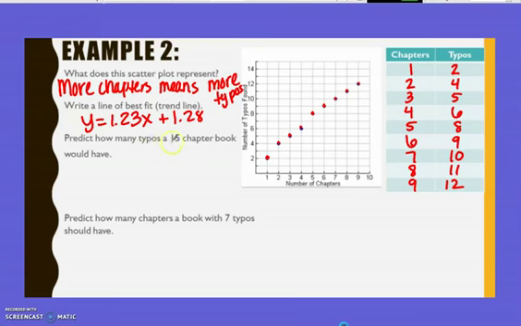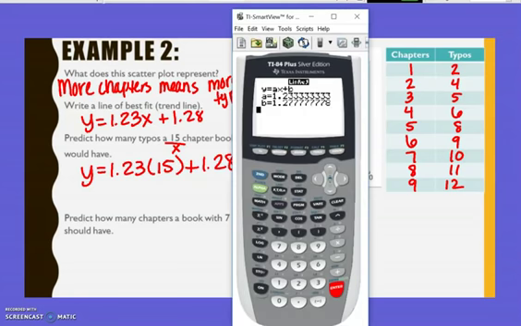So predict how many typos a 15-chapter book would have. So 15 chapters. Remember, chapters is on the x-axis, the x side of the table. So the 15 is going to go where the x goes. So I'm just going to put y equals 1.23, but instead of x, I'm going to put in a 15. You can do it in your head, or you can just do it in the calculator. So 1.23, parentheses 15, close it, plus 1.28. And then we hit enter, and it gives us 19.73.